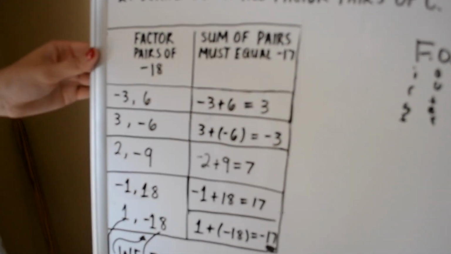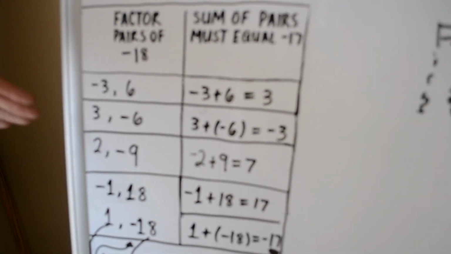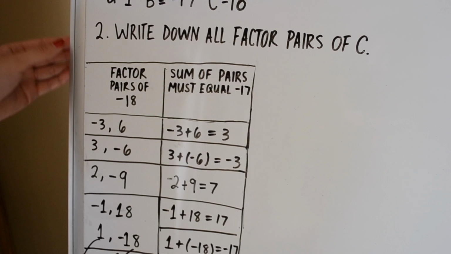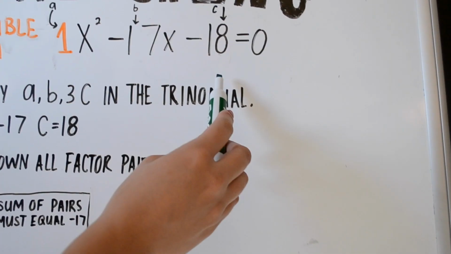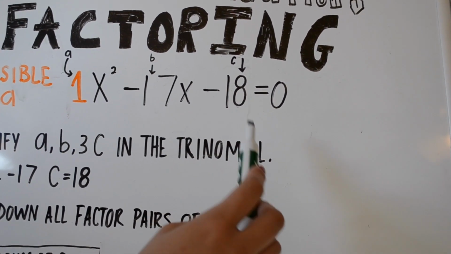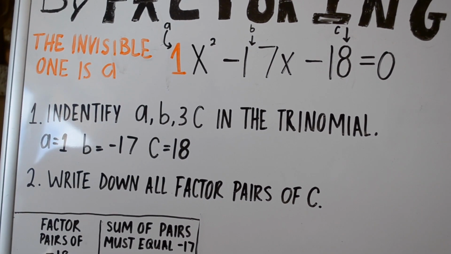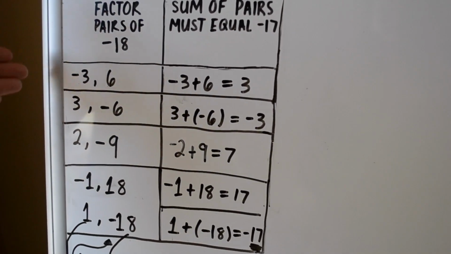Factor pairs of negative 18. Step 2. Write down all the factor pairs of c. One number times the other number equals negative 18. That's what we're trying to find, but it's not as simple as that.